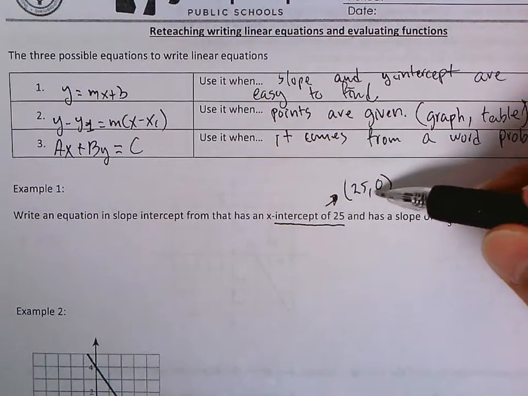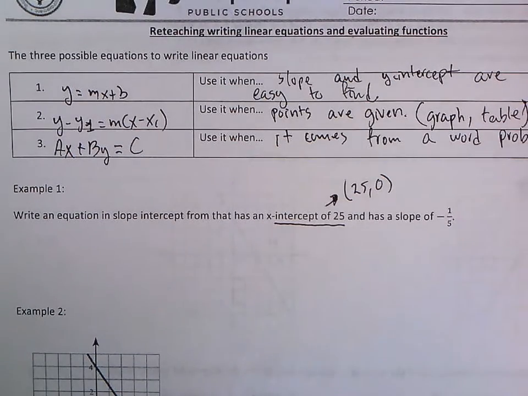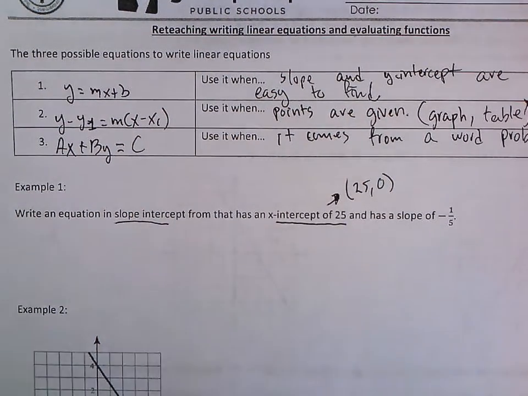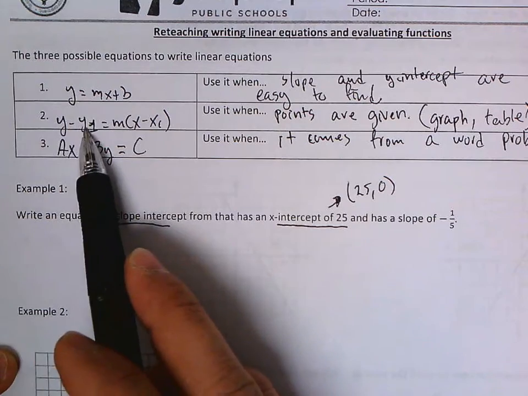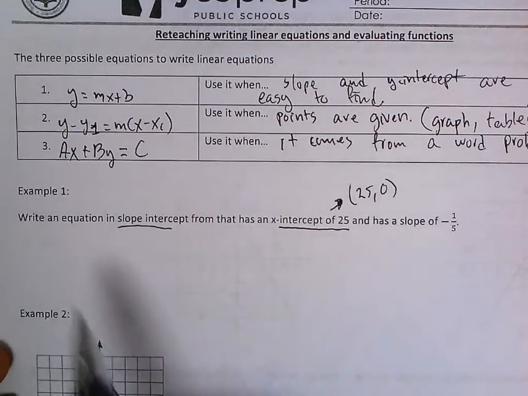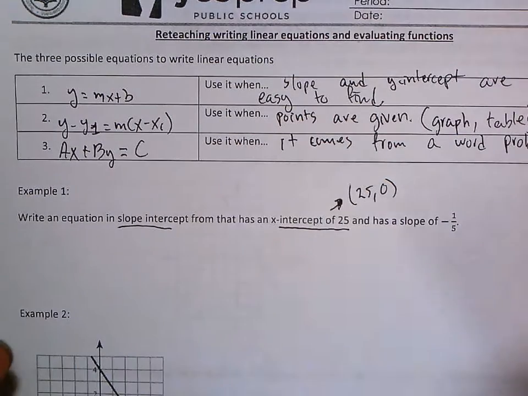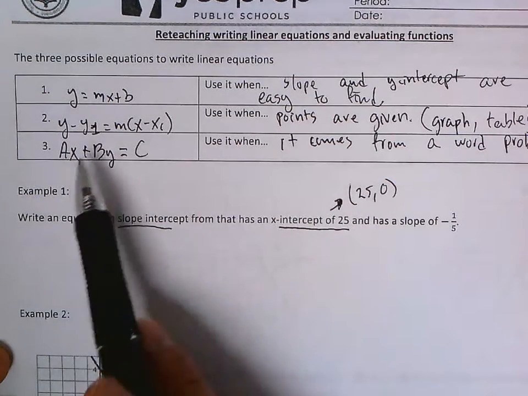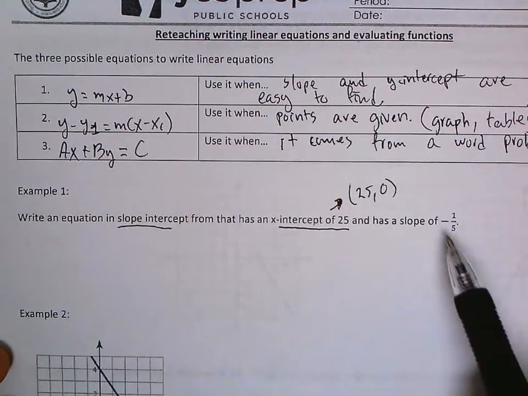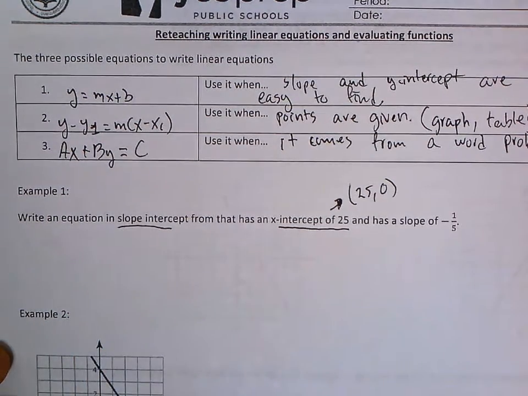So because I am given a point and the slope, the easiest thing to do, even though I need to write it in slope-intercept form, the easiest formula to use is point slope form, because all I have to do is plug in stuff. Point slope form is the second equation, and all I'm going to do is plug in the values that I have. Remember that I need a point, an x1, a y1, and I need the slope. The slope is given, and so is the point.